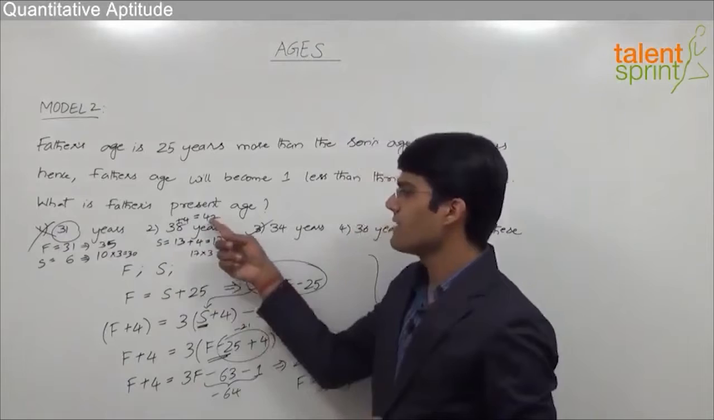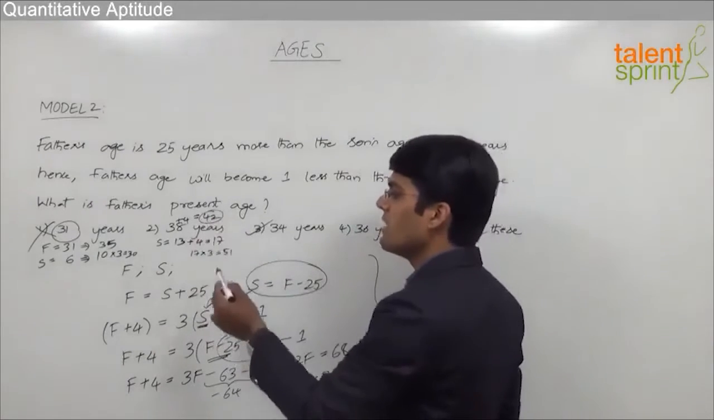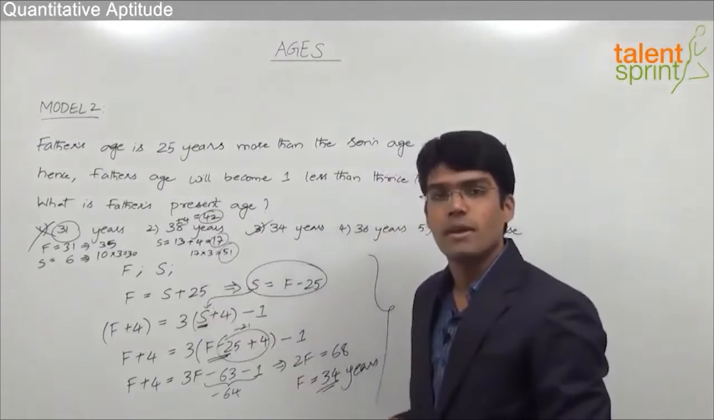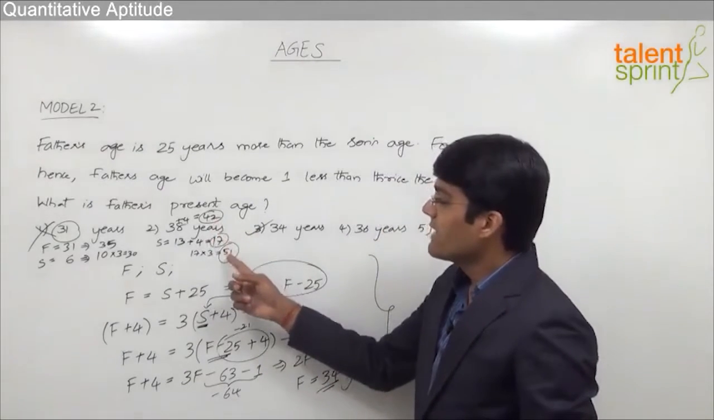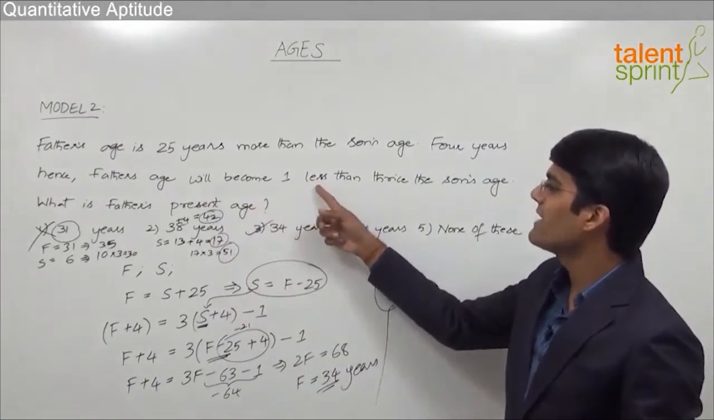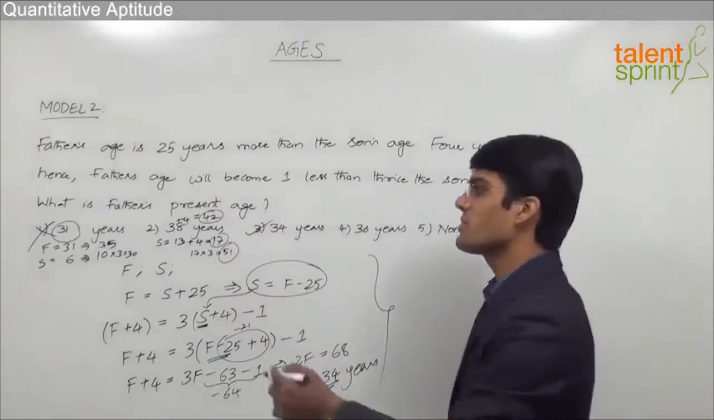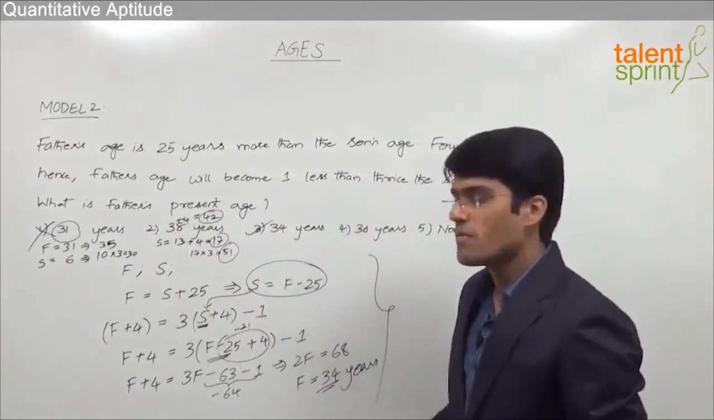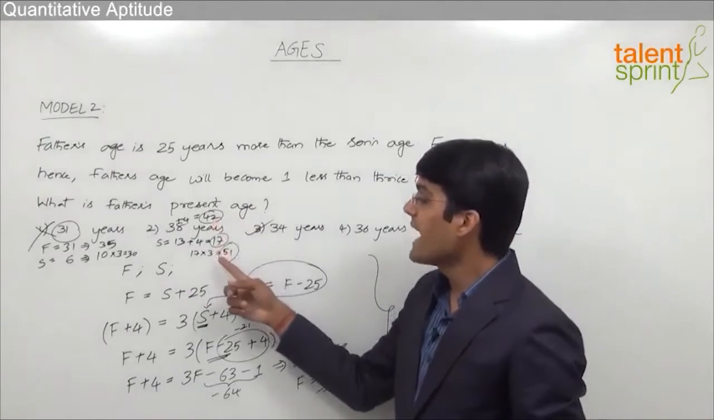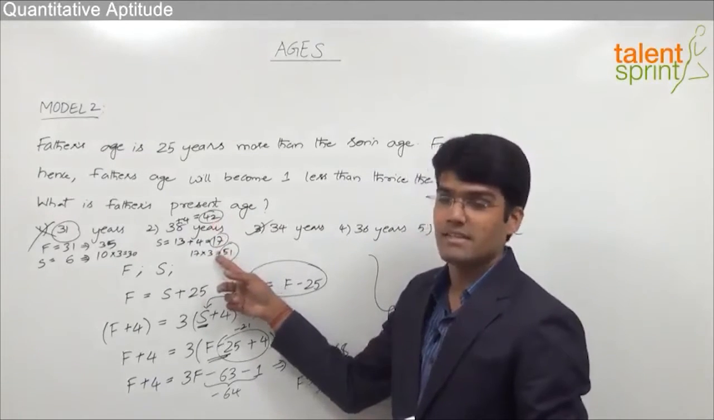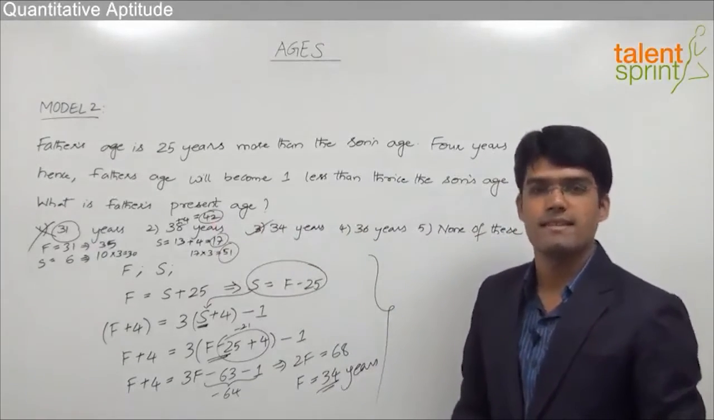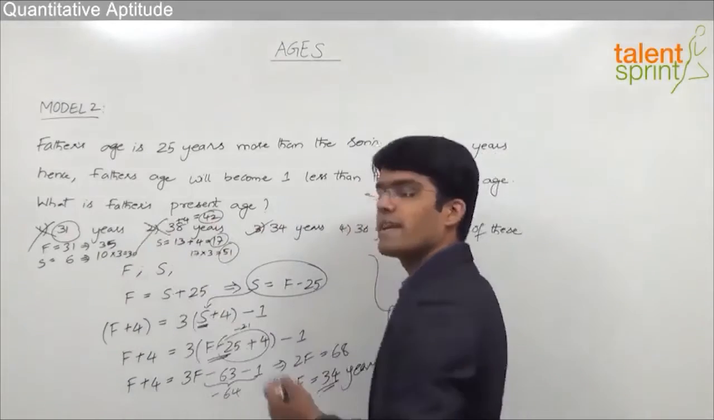And if you observe, after 4 years father's age is 42, after 4 years son's age is 17, thrice the son's age is 51, and father's age is 9 years less than thrice the son's age, whereas the question says father's age will be 1 year less than thrice the son's age. So even option number 2 is wrong. So if we observe, father's age 4 years hence, that is 42 years, is 9 years less than thrice the son's age, whereas this question says father's age should be 1 year less than thrice the son's age. So option number 2 also gets cancelled.